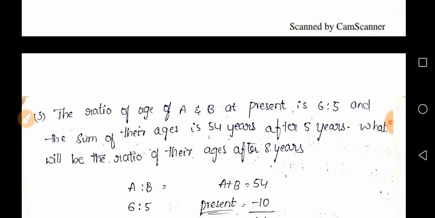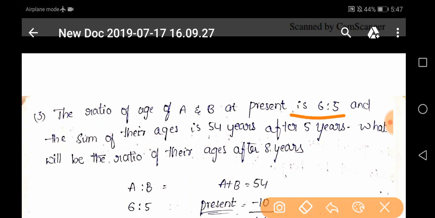Here we have another problem. See, the ratio of ages of A and B at present is 6 is to 5, and the sum of their ages is 54 years after 5 years. What will be the ratio of their ages after 8 years? So what they have given, the present ratio, and after 5 years some sum, and after 8 years we have to find the ratio of their ages.